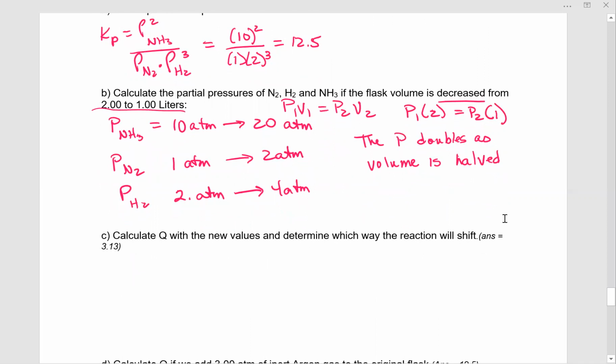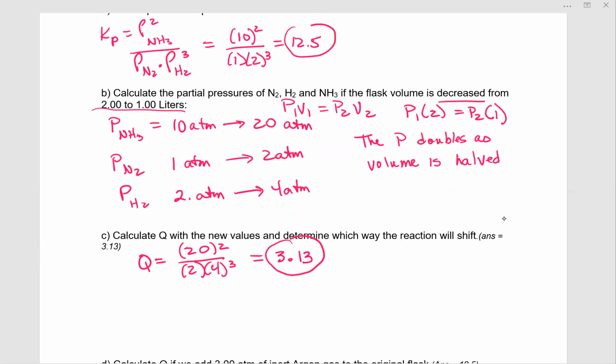So let's do this. Now Q is going to be equal to 20 squared instead of 10 squared, 2 instead of 1, and 4 cubed. Now we have a value of 3.13 compared to 12.5, which we calculated earlier. Q is less than K. So the reaction shifts forward.